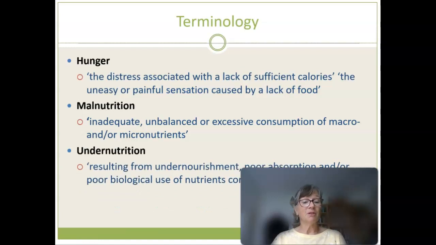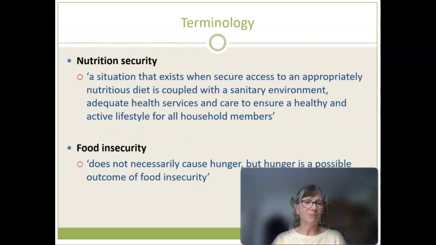Undernutrition. So undernourishment, not enough energy, protein, vitamins and minerals. But it could also be exacerbated by poor absorption or nutrients that have poor bioavailability, or the body isn't able to use for some reason. So undernutrition can happen for a variety of reasons. So these are linked terms, but not the same thing.